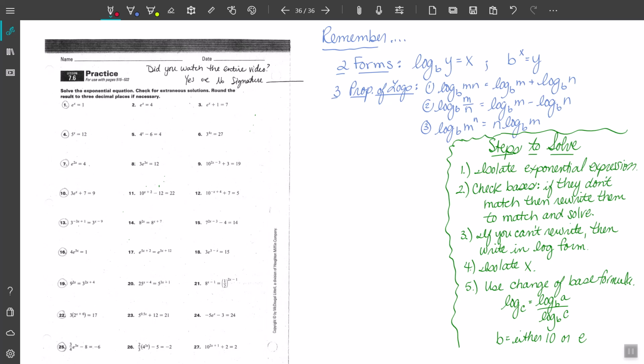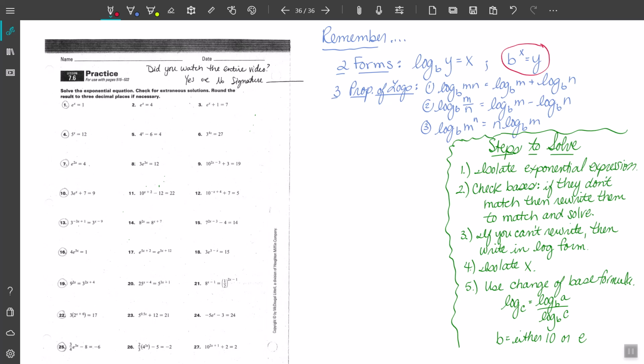So if you look over at the worksheet, it says to solve the exponential equation, they want you to round the result to 3 decimal places. So we talked about doing that with these, and we'll just need to remember to round to 3 decimal places instead of 2. So all of these problems we're going to work are in exponential notation. So they're in the form over here to the side, and we're going to need to be able to take that into the logarithmic form to solve these.